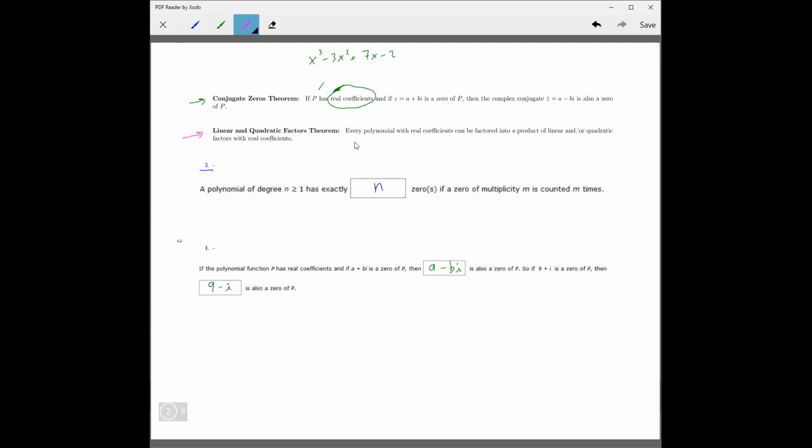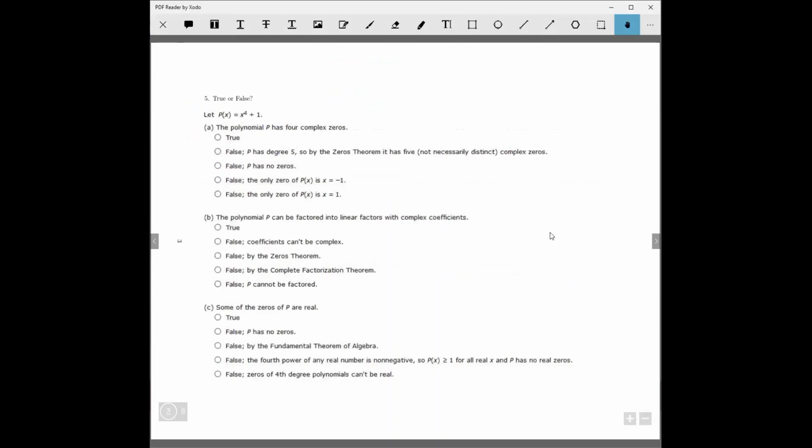Okay, so if it's got real coefficients, then you might not be able to factor it into linear factors, but you can factor it into a product of linear and or quadratic factors. So you might have some quadratics that can't be factored all the way down. We'll do some examples of that later. Okay, so let's look at number 5.